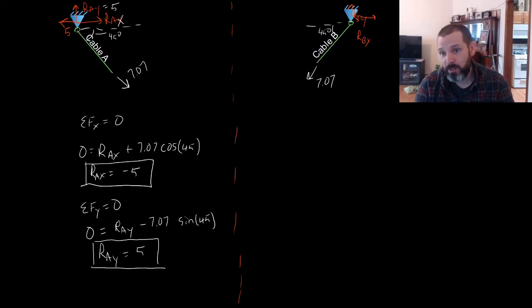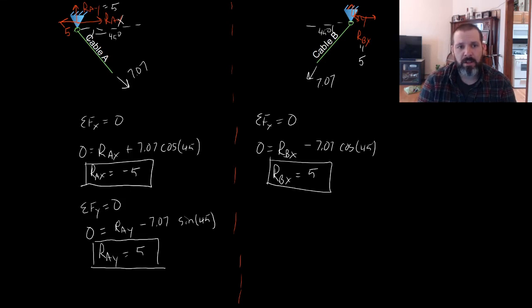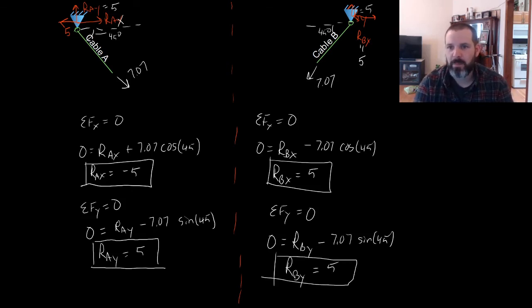We come over here to the support B. We sum forces in the x, they have to equal 0. 0 will equal RBx minus 7.07 cosine of 45. RBx will equal 5. So we chose the correct direction for RBx, 5. And if we sum forces in the y, it has to equal 0. 0 will equal RBy minus 7.07 sine of 45, and we find that RBy equals 5. So we chose it was going up, and it is in fact going up.